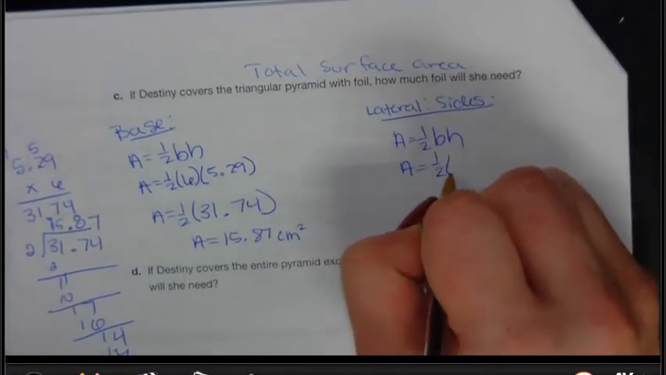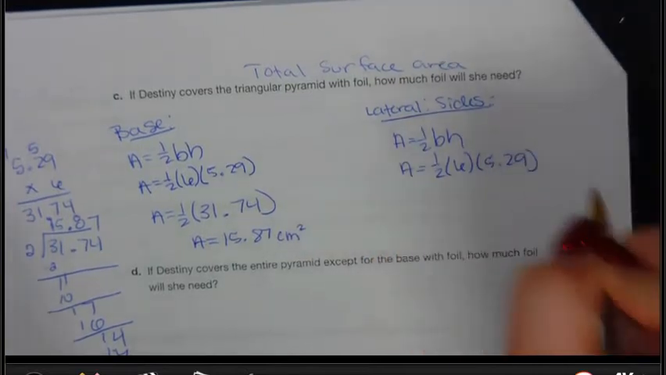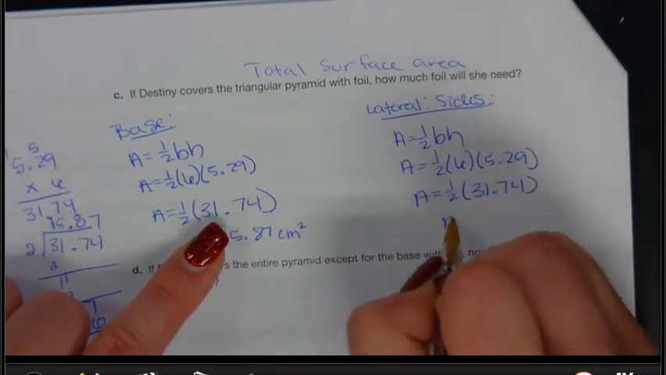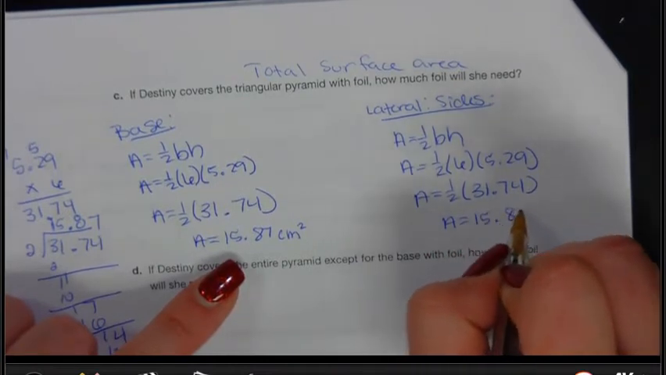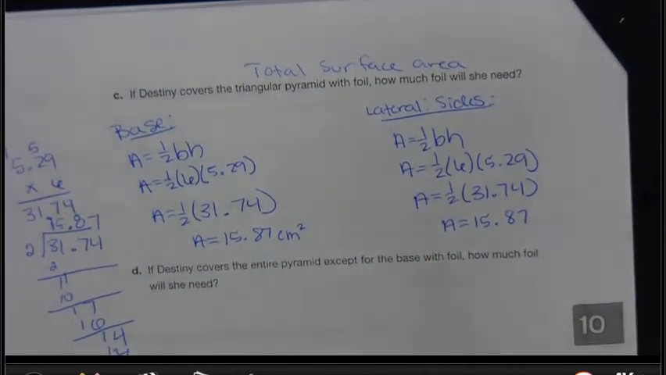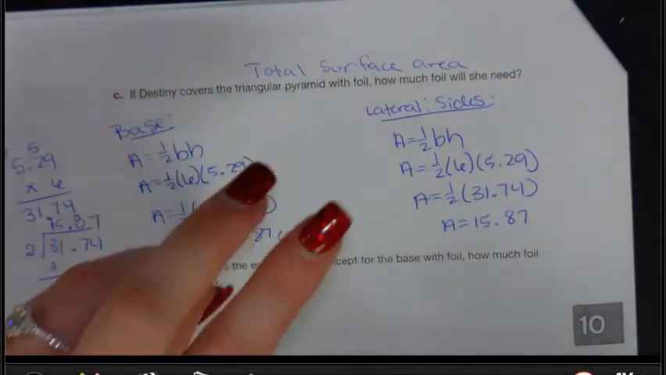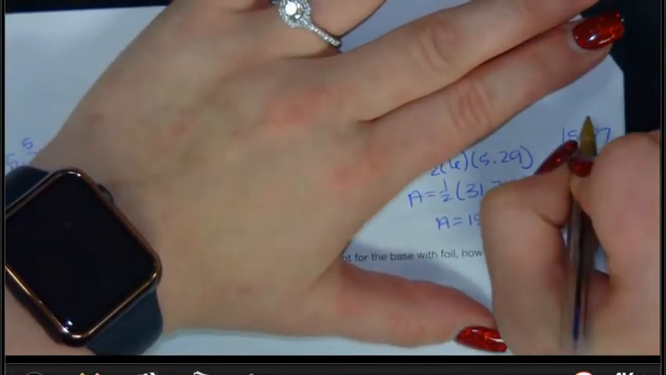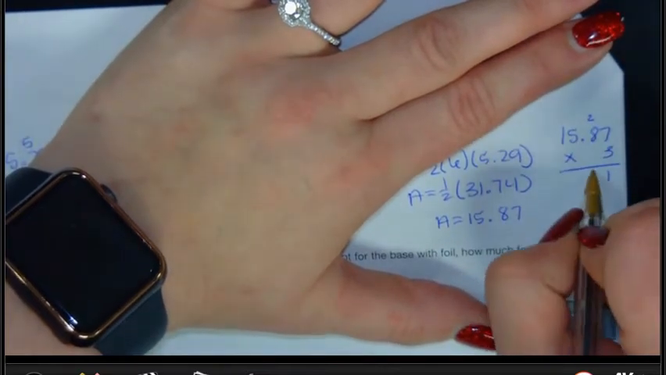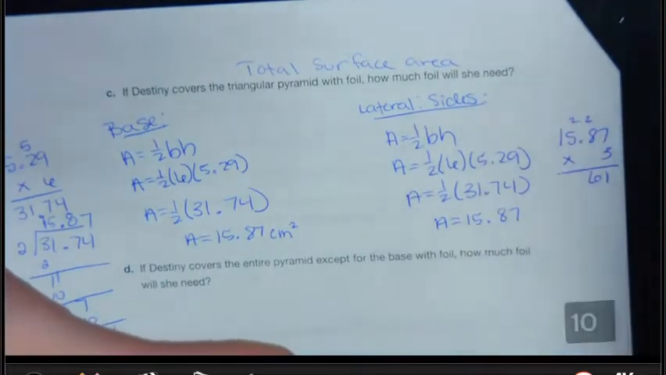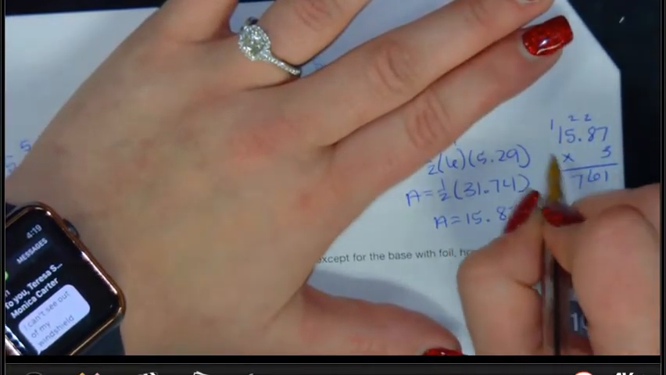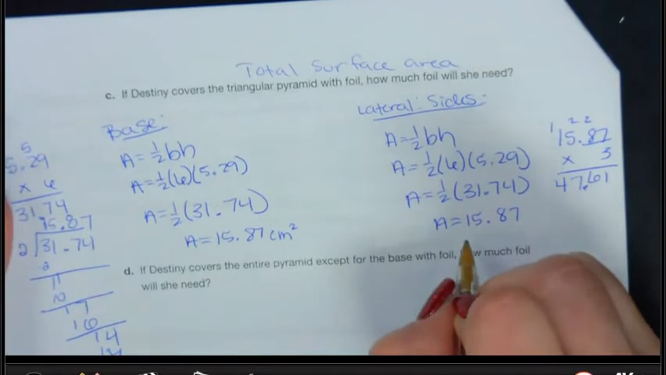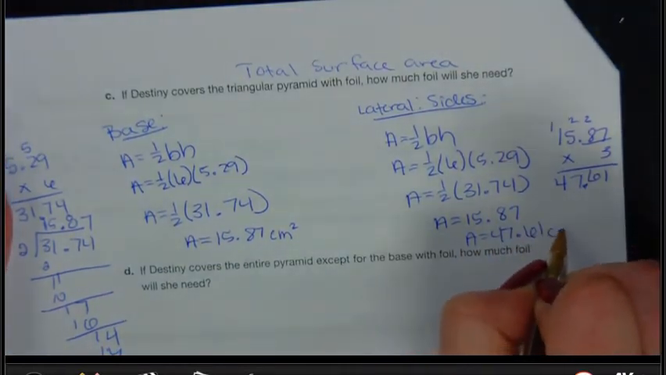Area is equal to 1/2 times 6 times 5.29. Well, look, we already did all the math over here, so area is equal to 1/2 times 31.74, to have one of those triangles equal to 15.87. Now, how many sides do I have total? I have 3 sides total. So what I need to do is 15.87 times 3. 3 times 7 is 21. 3 times 8 is 24, plus 2 is 26. 3 times 5 is 15, plus 2 more is 17. 3 times 1 is 3, plus 1 more is 4. How many decimal places do I have? I have 2. So area is equal to 47.61 centimeters squared.